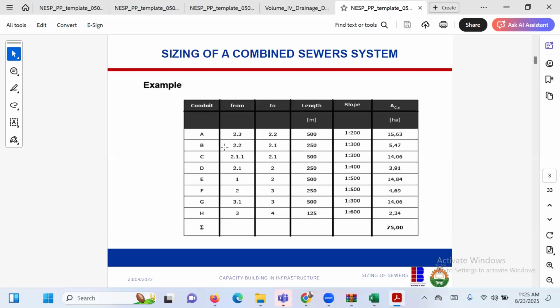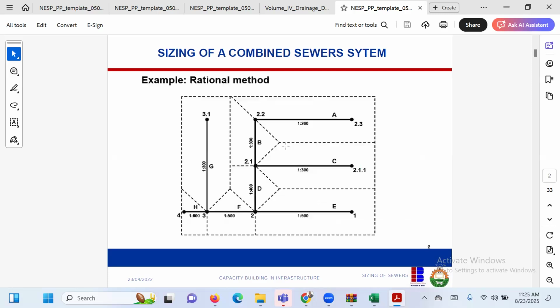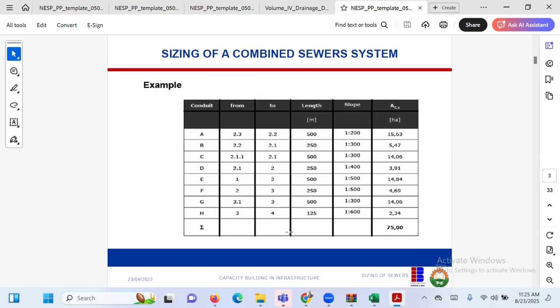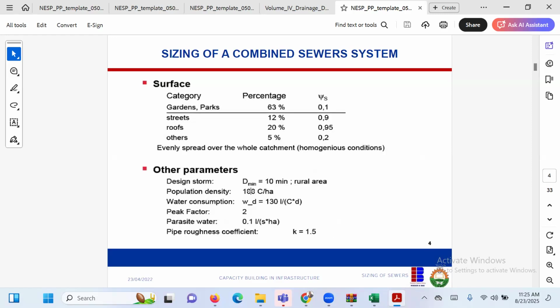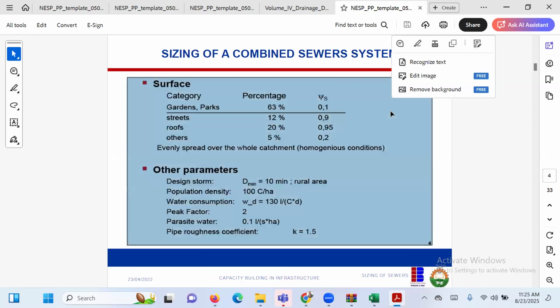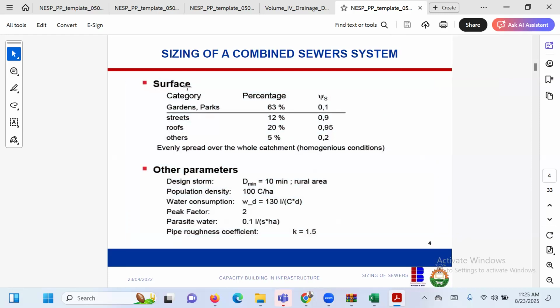Okay, and then this is the point. We talked about points last time, from point 2.3 to 2.2, 2.2 to 2.1, and so on and so forth. Then 2.11 joins it. From 2.1, it moves to 0.2. 0.1 joins it, and so on and so forth. So here, if you want to design for a runoff, you have to do what we call catchment characterization.